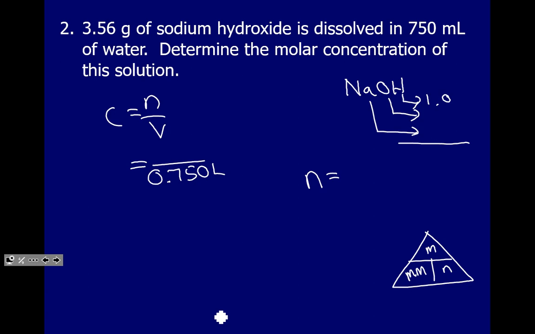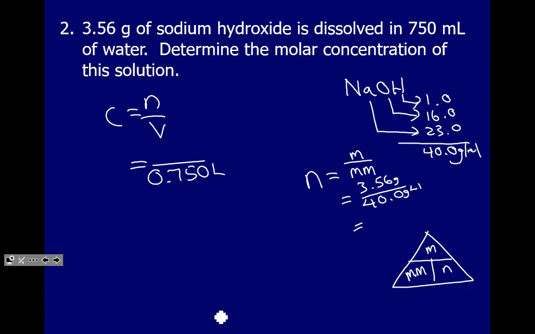One, 16, 23, 40. n is equal to m over molar mass. Molar mass technically is capital M, by the way, but I don't really care if you do it the other way around. 3.56 grams divided by 40 grams per mole.